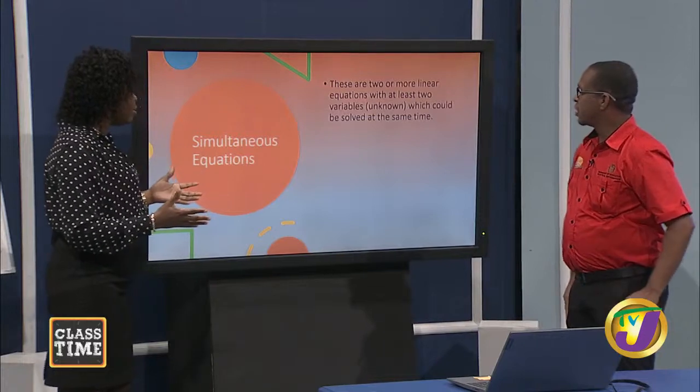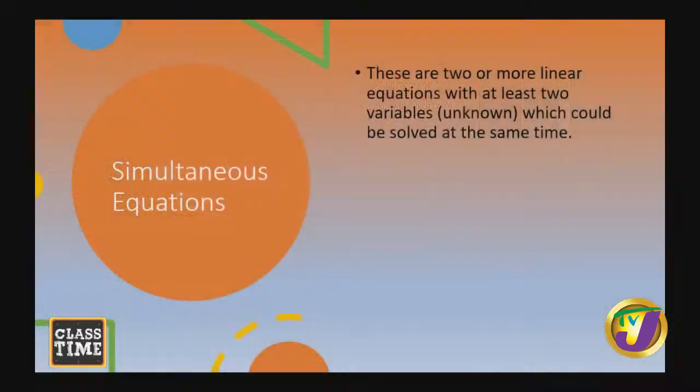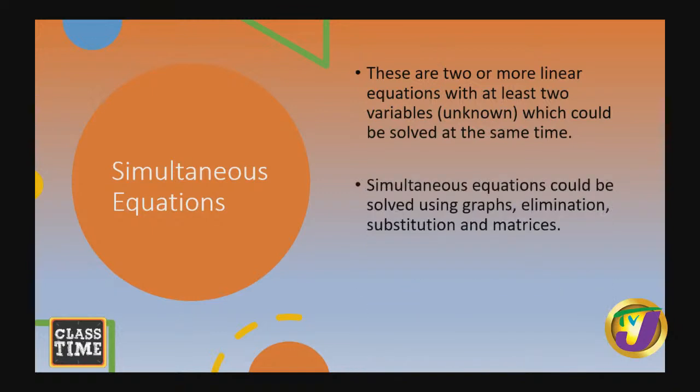They are two or more linear equations with at least two unknown variables that could be solved at the same time. Right. Yes. Good. And what else do we know about simultaneous equations? And we had mentioned this before.